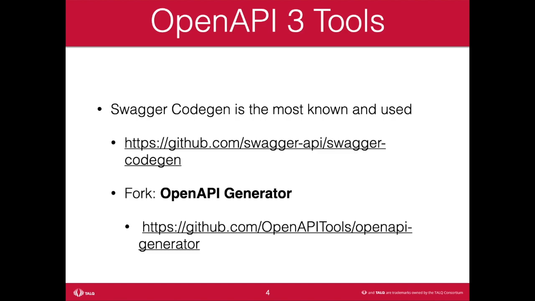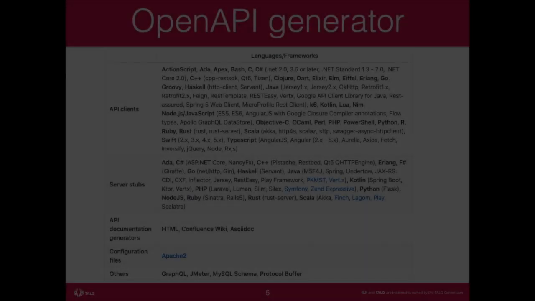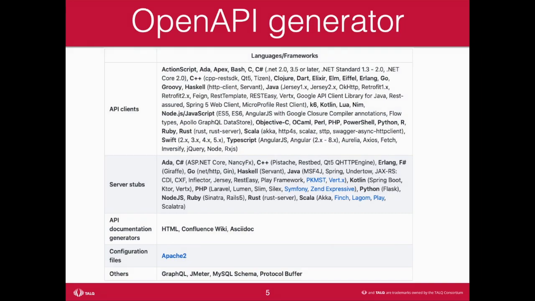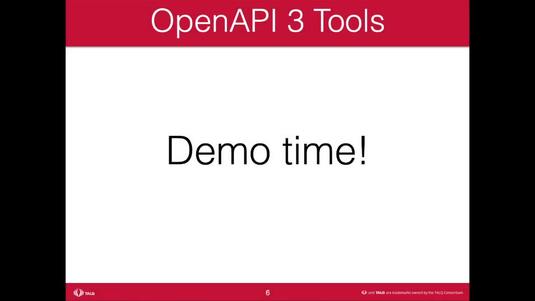OpenAPI Generator is a fork of Swagger Codegen. It is community-driven, and it seems that it's addressing some of the issues the previous version of Swagger Codegen had. OpenAPI Generator supports a large set of languages, and it can be used for generating API clients, creating server stubs, generating documentation in different formats, such as HTML or Markdown, composing configuration files, or even creating a MySQL schema definition. This OpenAPI Generator is a kind of Swiss knife, and it supports many languages for generating code, so please check the GitHub repository to find yours.